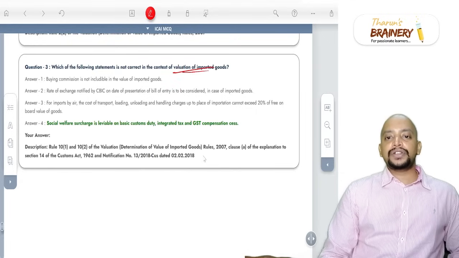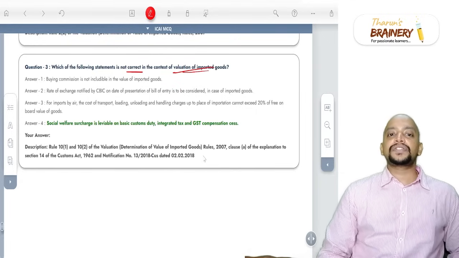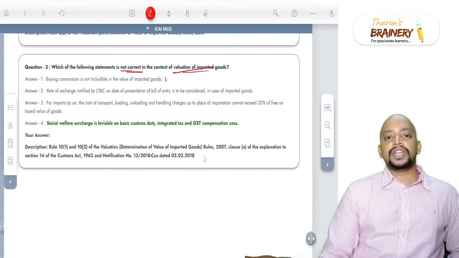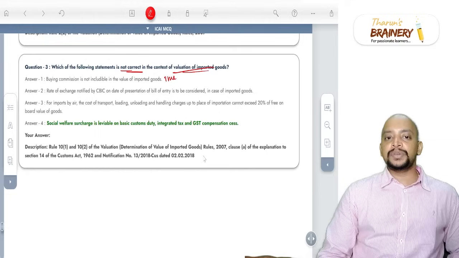So with respect to valuation of imported goods, they are asking which of the following statements is not correct. Buying commission is not includable in the value of imported goods. True. Only selling commission is, but they are asking which statement is not correct.